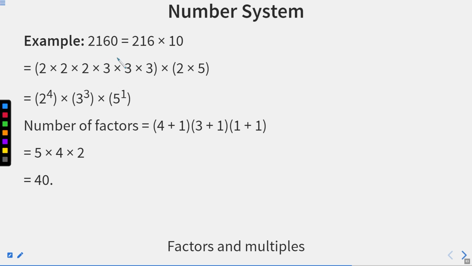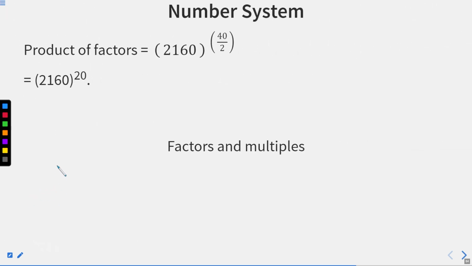So you have 2160. What we have to do is first of all write the prime factorization for it. So it will be 2 to the power 4, 3 to the power 3, 5 to the power 1. So the number of factors it will have is 4 plus 1, 3 plus 1, 1 plus 1. Just multiply these numbers and you will get the number of factors, that is 40. And the product of factors will be 2160 to the power 40 upon 2.